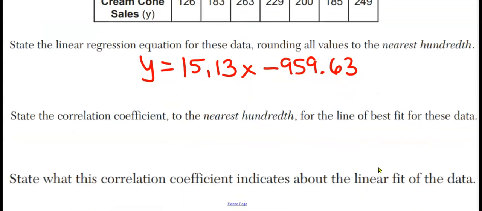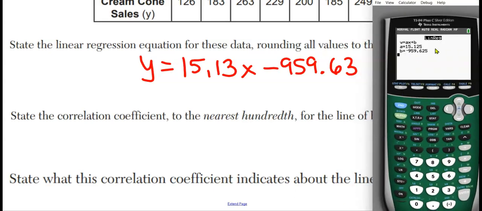Now the next question is asking me for the correlation coefficient. Now you notice I don't see it here. And that's because my stat diagnostics are not turned on. There's two ways to get there. One is in the catalog by pressing second 0, and arrowing down to the letter D, or the other way is in the mode button. All the way down at the bottom of the screen here, you'll see stat diagnostics. And once I arrow down, I have to highlight the word on. Press enter. And now I can go back to the stat calc, lin reg, and press enter 5 times.